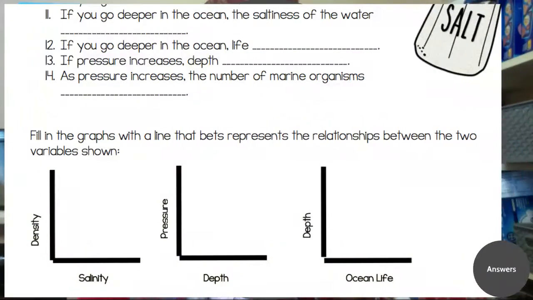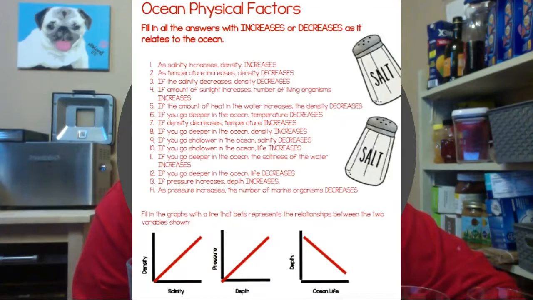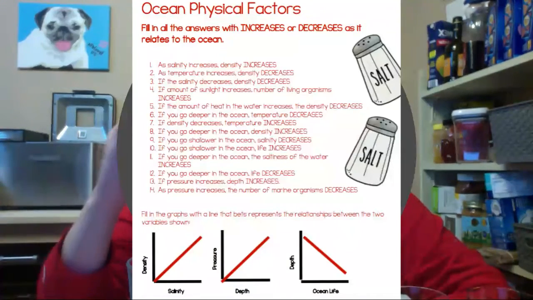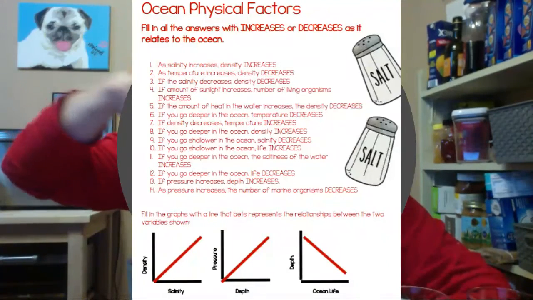So that's kind of just memorizing all of those things that we talked about yesterday. If you go deeper in the ocean, the saltiness of the water increases. If you go deeper in the ocean, life decreases. If pressure increases, depth increases. As pressure increases, the number of marine organisms decreases, because actually a lot of marine organisms can't handle that. So feel free to ask questions, but that's just kind of a review of what we did yesterday. That's kind of the graphs on the bottom, because it's showing as density increases, salinity increases. As depth increases, pressure increases. As depth decreases, ocean life increases.